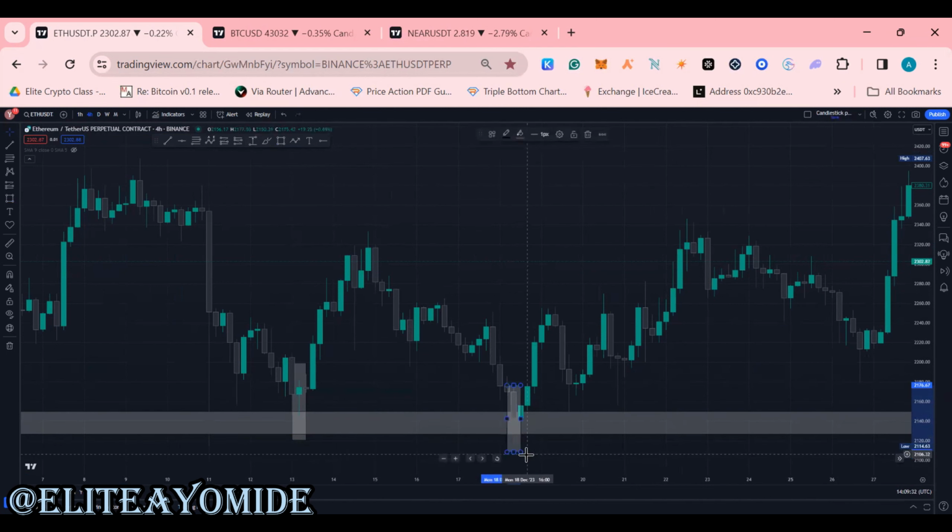Now you should know one thing about candlesticks today. Candlesticks are always odd and opposite. That means as we have the hammer, we have the bearish part of it. We have the bearish or the opposite of the hammer.